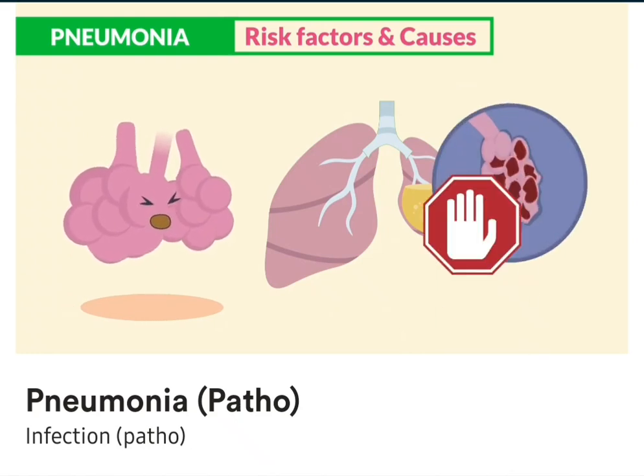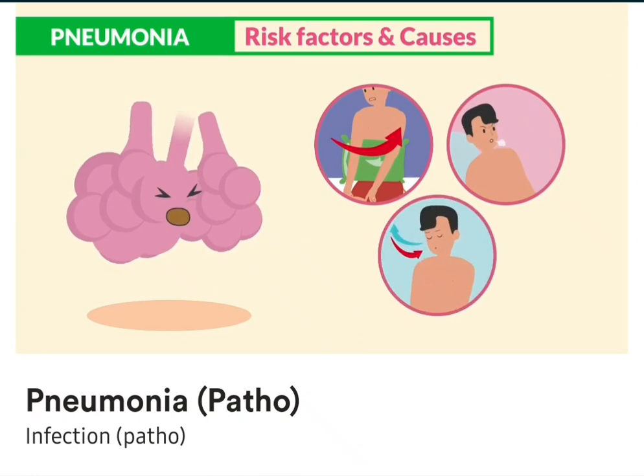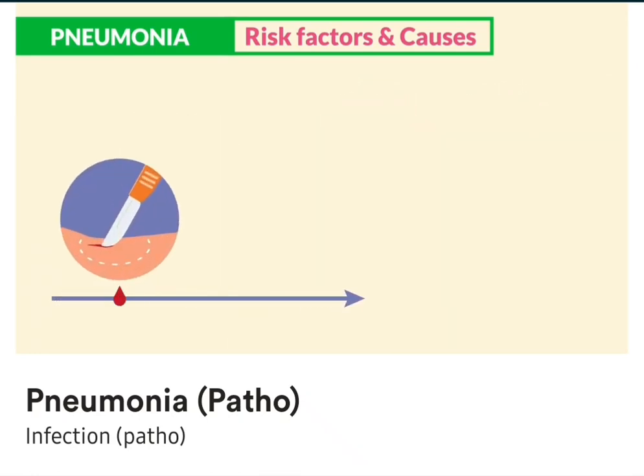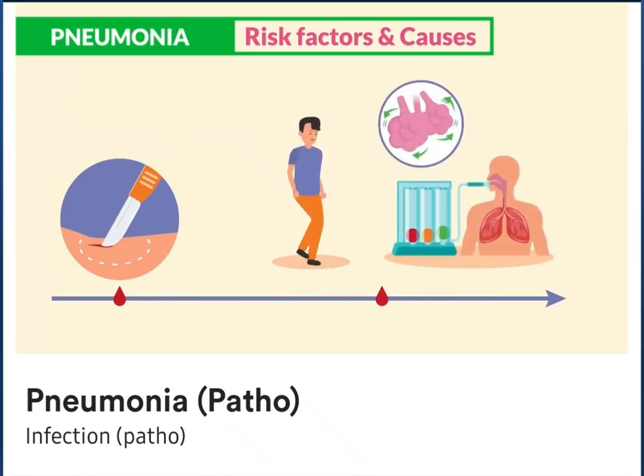So we need to re-expand them to prevent collapse, that atelectasis, and prevent infection from settling in and getting trapped there. That's why we always turn, cough, and deep breathe, and always early ambulation after surgery, as well as use of the incentive spirometer to re-expand those closed alveoli.